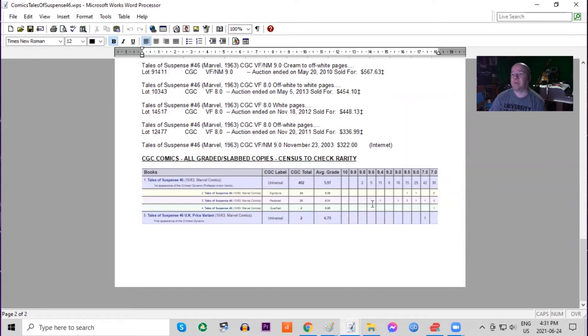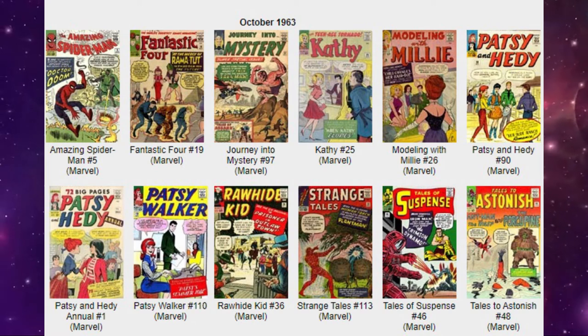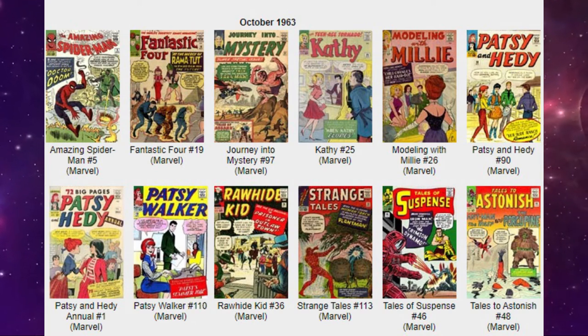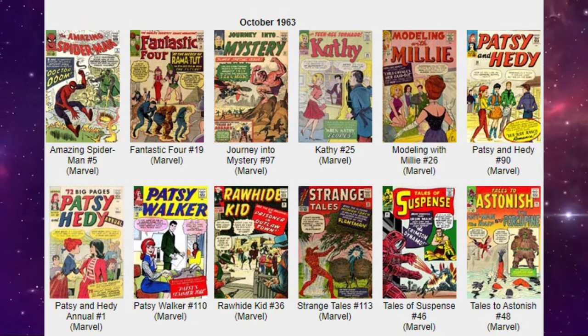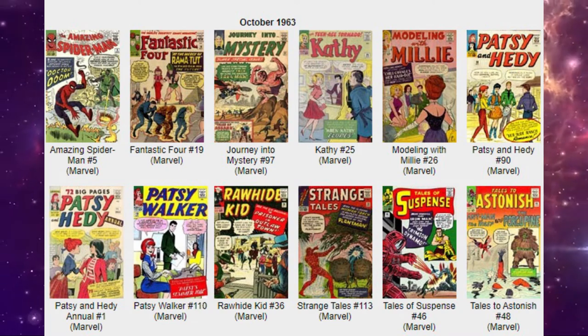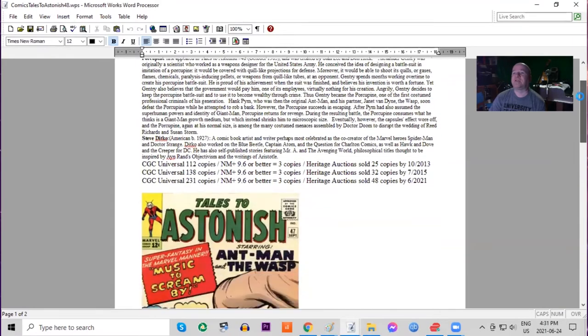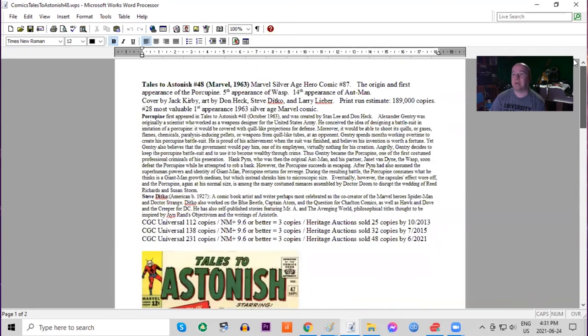There is a restored 9.6 as well. And only a couple UK price variants graded. The highest is a 7.5. And the next book on our list, Tales to Astonish 48. This is the first appearance and origin of the Porcupine.